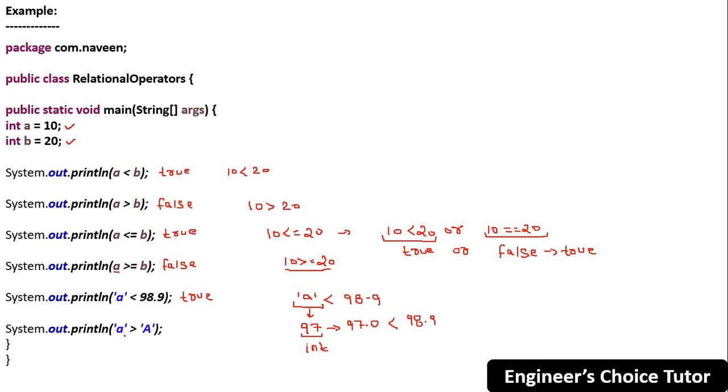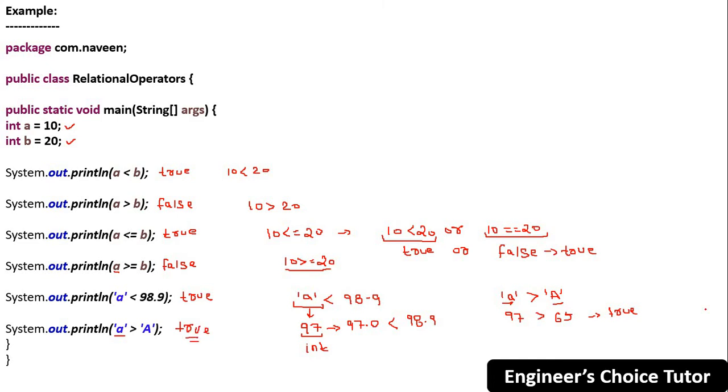Next, see this. Character small 'a' is greater than character capital 'A'. Yeah, this is correct. What is the Unicode value for this? 97. What is the Unicode value for capital 'A'? 65. Am I correct? 65. So this is true, 97 is greater than 65. You will get true here.